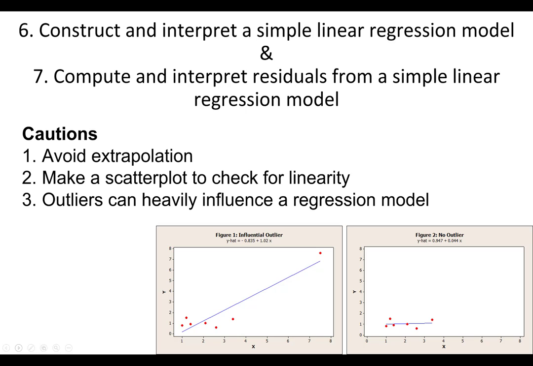Outliers can heavily influence a regression model. We saw these plots with correlation as well. When this one outlier was removed, the slope went from being positive 1.02 to 0.044.